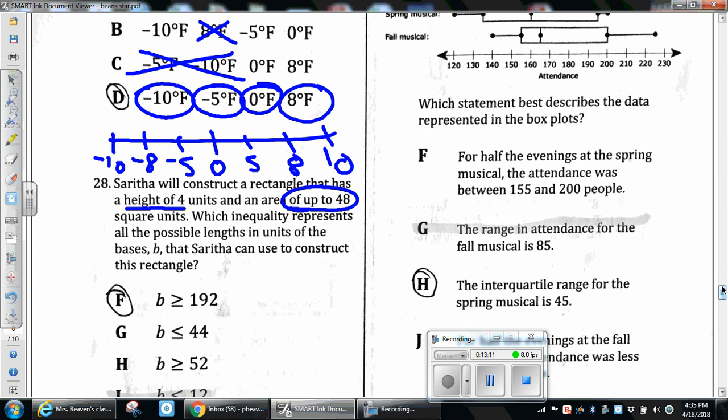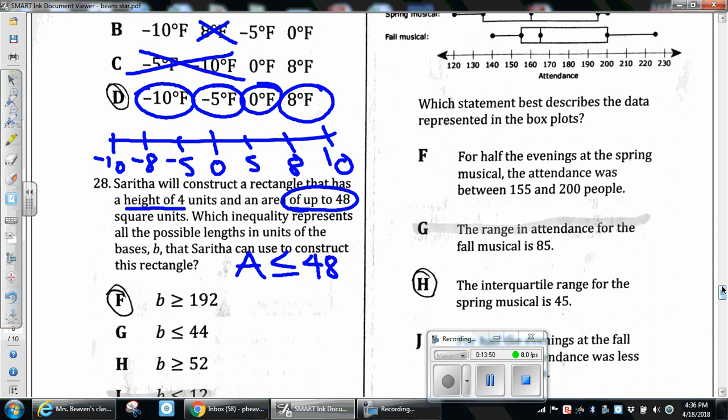So we want that area, and I'm going to use uppercase A to denote area. We want that area to be up to 48. So 48 is like the biggest number that it could be. Could it be 48? Yes, it could. So we need the equal part of that inequality symbol. Now, should it be bigger or smaller than 48? It says up to 48, so 48 is the biggest, and all the other numbers should be less than that. So I will read it like that: the area is less than or equal to 48.